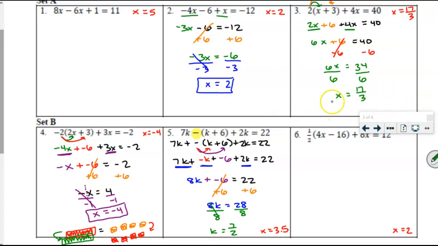Please, everyone in class who has kind of moved on to doing their own thing, please stop and discuss with your groups. Why did I give you the answer here as 17/3 and I gave you the answer here as 3.5? Discuss why I might have done that.